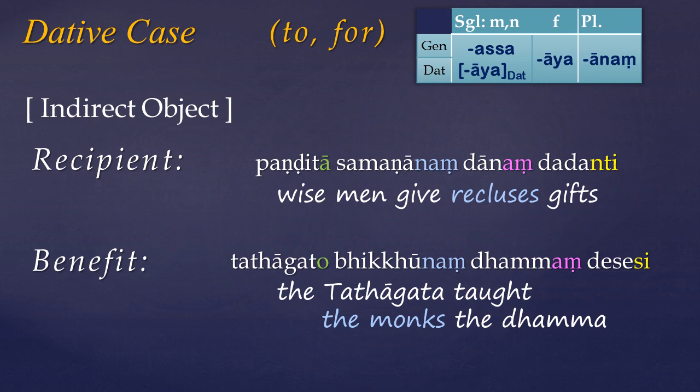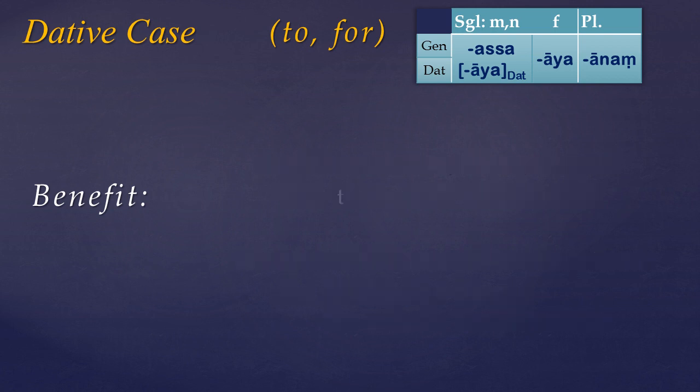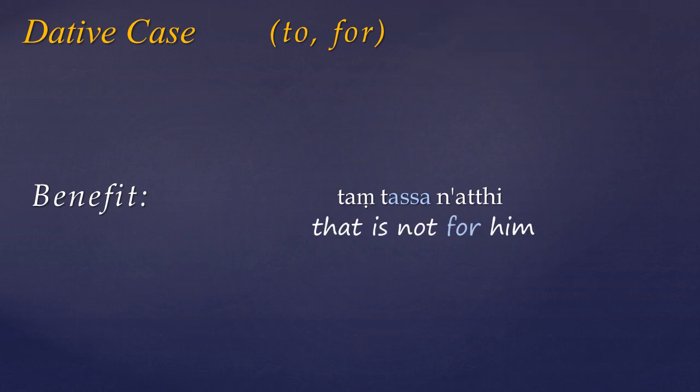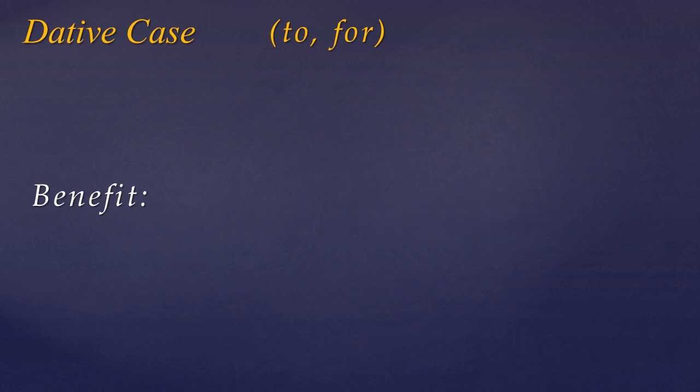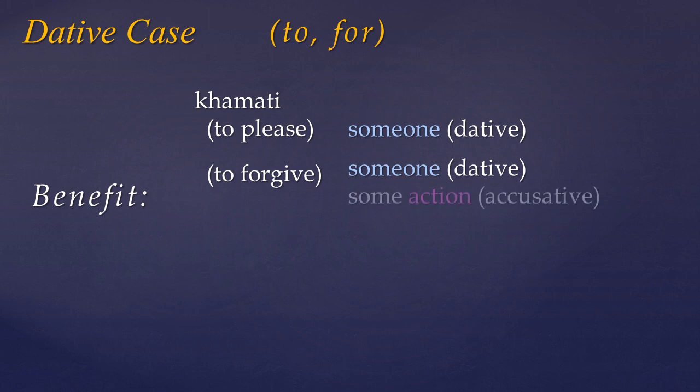But it's important to understand that the dative case isn't restricted to this, and it may be better understood as simply a beneficial relationship. For instance, it can be used negatively. This is not for him. And a number of individual verbs take dative nouns as objects. So we have kamati, to please, and the person pleased will be in the dative case. The same verb can actually also mean to forgive. And if it's a person that's been forgiven, this person will be in the dative case. But if it's an action or an indiscretion, then the indiscretion goes in the accusative case as a direct object.